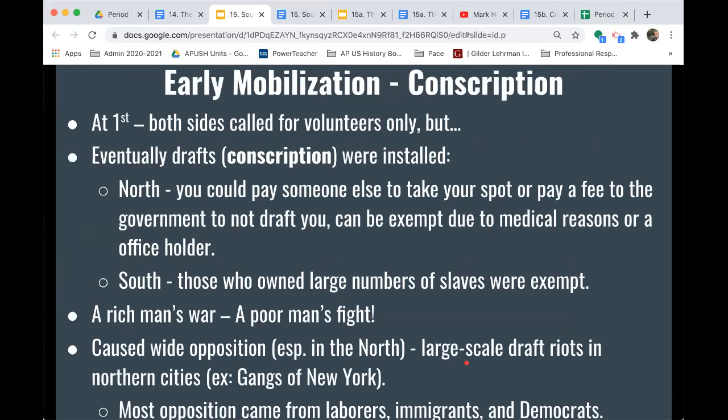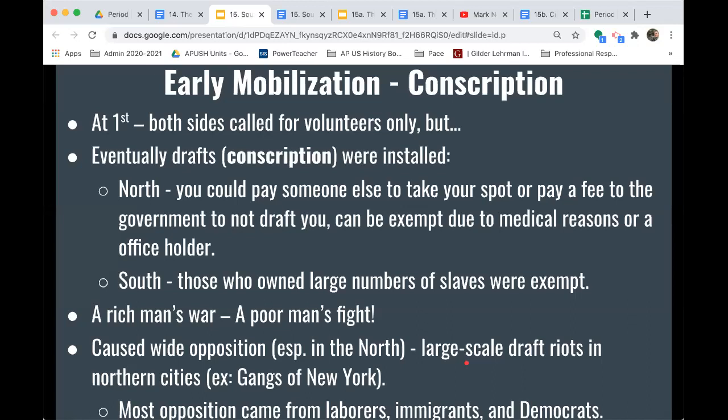So the last couple of things to talk about are the draft and slavery. Both sides are going to begin the war with an all-volunteer army, but within a very short period of time, it becomes clear that that's not going to do it. The war is not going to be done quickly like they both hope. So eventually, drafts, also called conscription, are going to be installed, in which people are chosen at random to enter the war effort. In the northern states, you could pay someone to take your spot, or pay a fee to the government to not draft you, or you can be exempted for medical reasons.